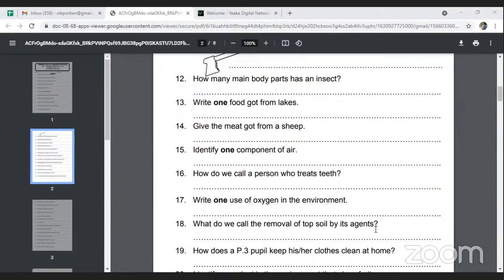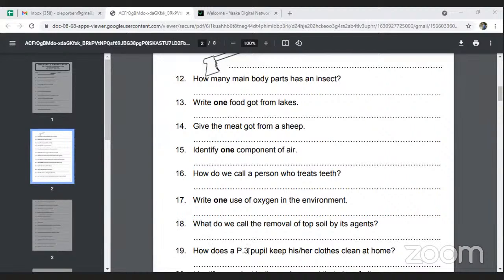What do we call the removal of topsoil by its agents? What's the answer? Soil erosion. That is soil erosion. Soil erosion is the removal of topsoil by its agents.